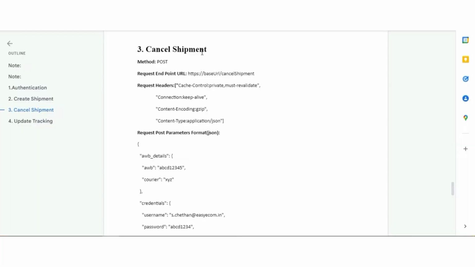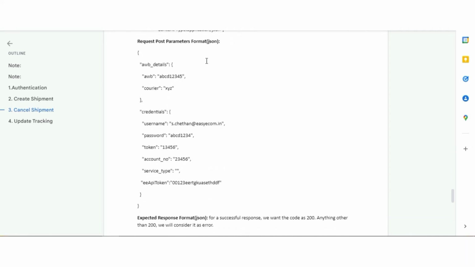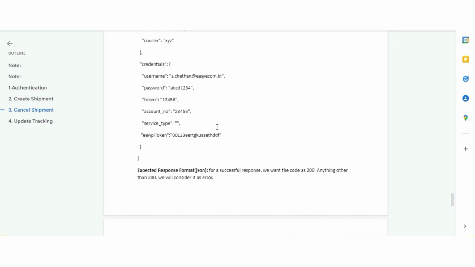In case an EasyEcom user manually cancels the order or unassigns the carrier from the order, EasyEcom will hit the cancel shipment endpoint. The expected response from your end will be shipment cancellation in the carrier panel.